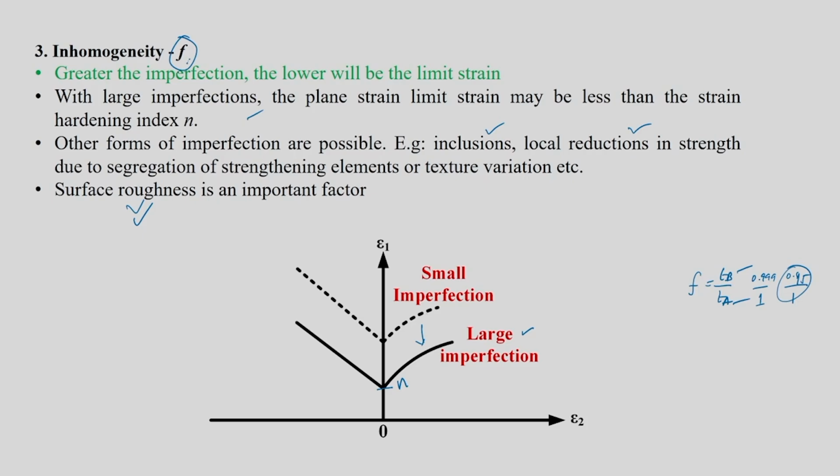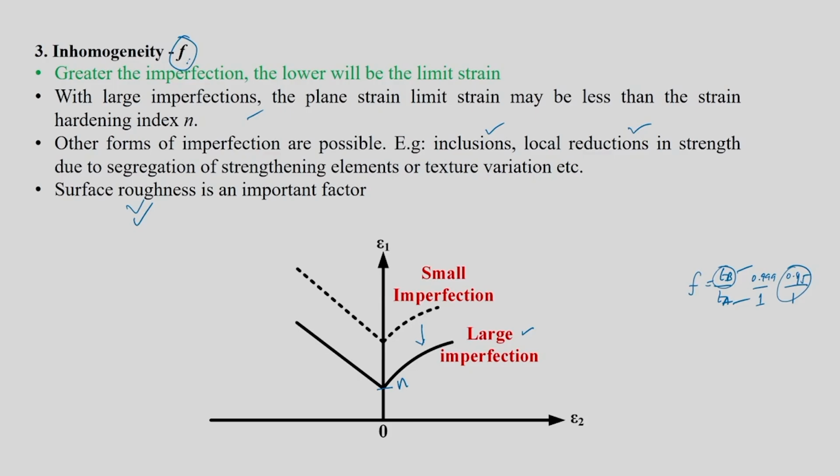The only concern here is surface roughness, the units. The values are going to be very different as compared to the actual thickness of the sheet. This TB, TA will be of the order of sheet thickness, 0.9 and 0.95, whereas surface roughness is going to be a small value, but in a way surface roughness can be connected to this inhomogeneity factor F. So other than thickness heterogeneity, one can see practically there are other inhomogeneities in the material like inclusions or local reduction in strength due to segregation of strengthening elements, and surface roughness. At one particular location it is very rough.